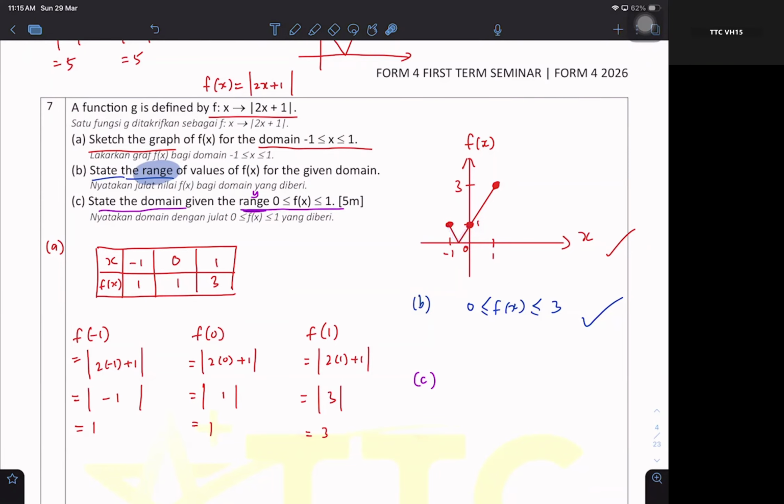Our graph is here, because only this part is between 0 and 1. When the y is between 0 and 1, this is our graph, the V. So what is the domain of this part? Domain is x. So what is the x of this part? You see the x of this part is between -1 and 0, right? So the answer is x between -1 and 0. Just like that.